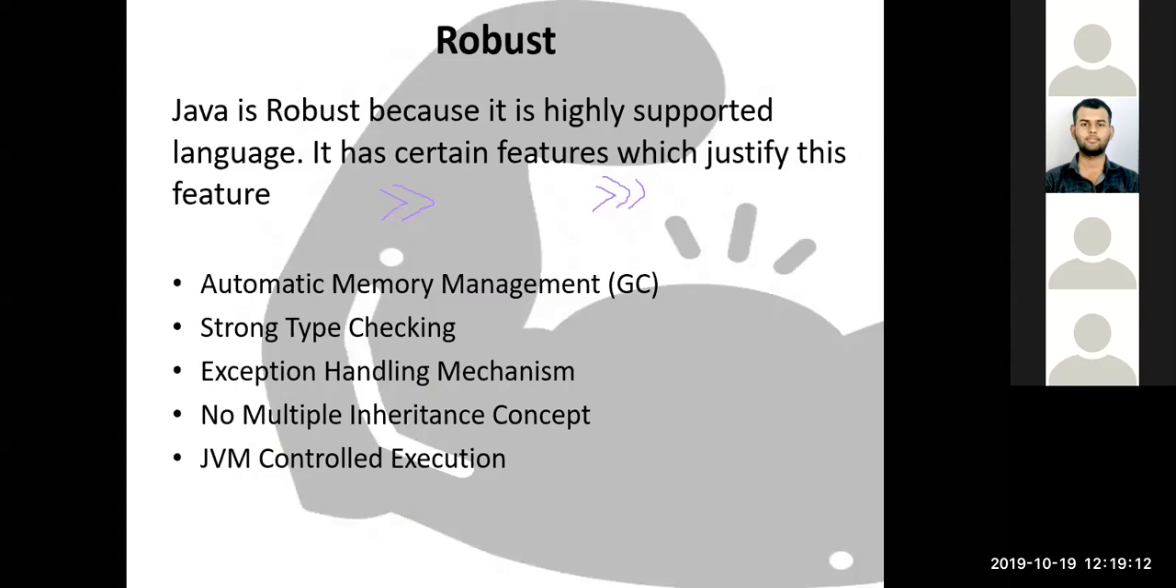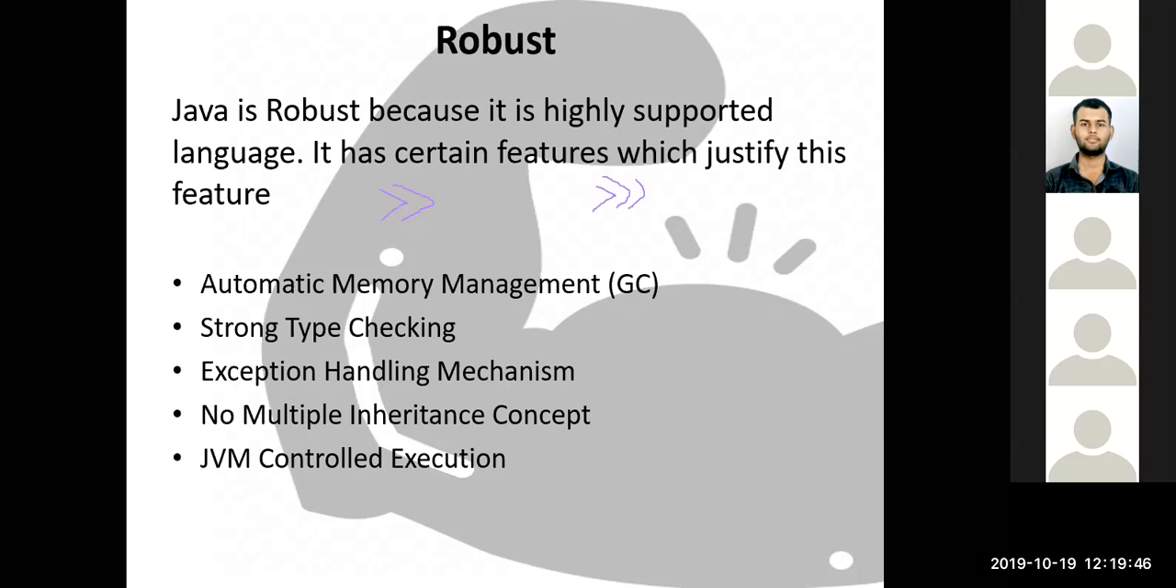Now, the second thing we are talking about, robust. So what do you understand by robust? Anybody can tell me what you understand by robust? Robust is something which is scalable, and it is strong, and it is rugged, something like that.